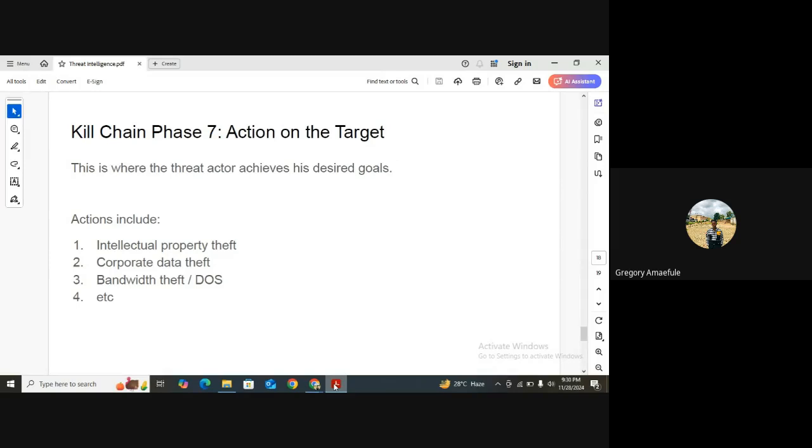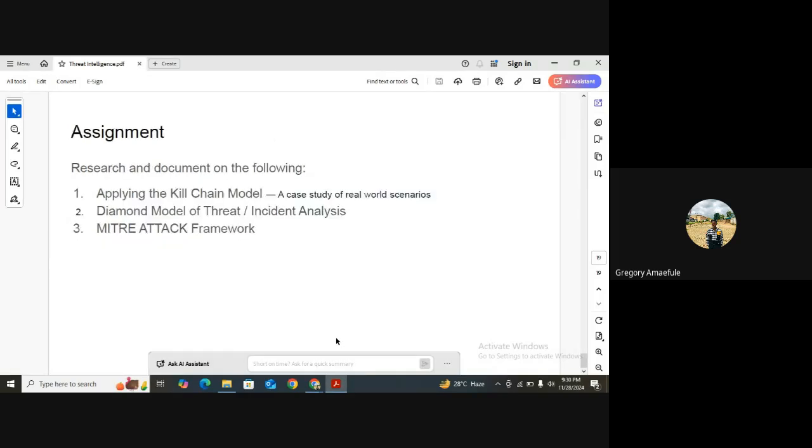Let me also point out that we have an assignment. It's going to be ungraded. It's basically to research and document the following. We're going to apply this kill chain model to develop a case study of a real world scenario. We're also going to try to understand the diamond model.